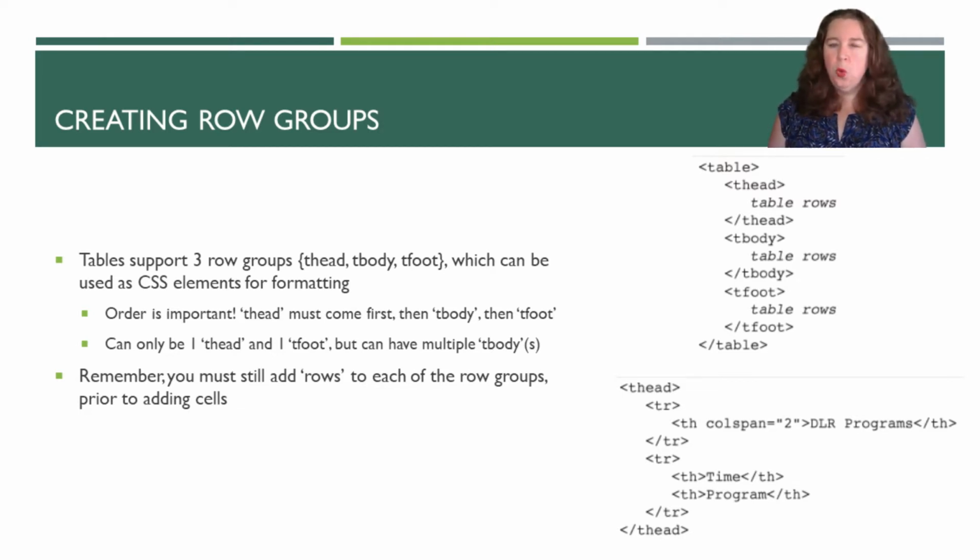There can only be one header and one footer. You can have multiple bodies though. So you can go ahead and do different body elements if necessary if you want to add extra formatting. You still need to add your individual rows inside of your row groups. So table head is not a row in and of itself. You have to add a table row after that. So from the example here, we have our table head, and then inside of it is our table row, and then our table header inside of that. So you do have to add a little bit more HTML to make sure that you understand where things are, but it also makes the CSS much cleaner and easier to understand.